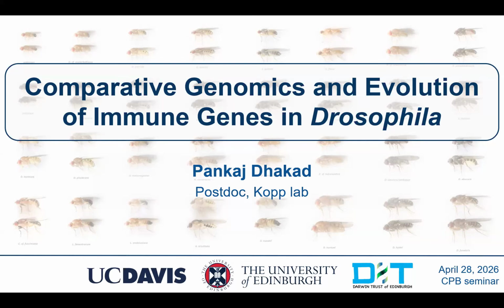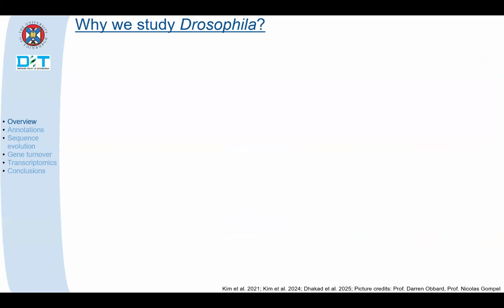Today I'm going to talk about my PhD work, which is broadly on comparative genomics and evolution of immune genes in Drosophila. So let me start with a question that you might already know the answer to. Why do we study Drosophila? Many of you might be familiar with Drosophila melanogaster, a model organism that people have been studying for hundreds of years. People in the field of neurobiology, genetics, and immunology extensively study this model organism.